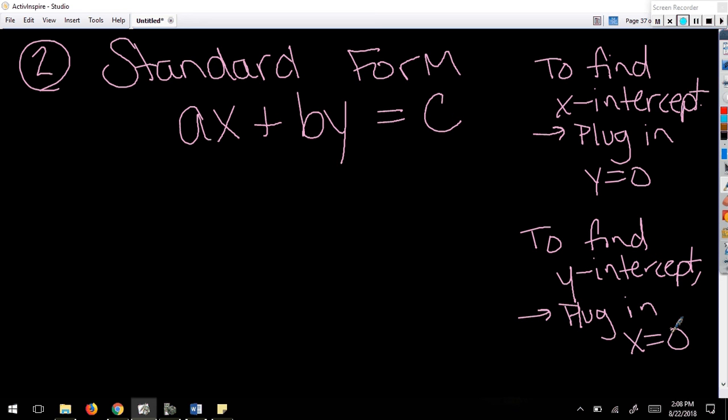Now, the reason I say cover up is if you think about it, if you put a 0 in for y right here, anything times 0 is what? 0. That's going to go away. So you'll have ax equals c. And if I put a 0 in for x, it's going to make this go away, and I'll have by equals c. And that'll give me my 2 points. So let me show you an example. Let me let you copy that down first.